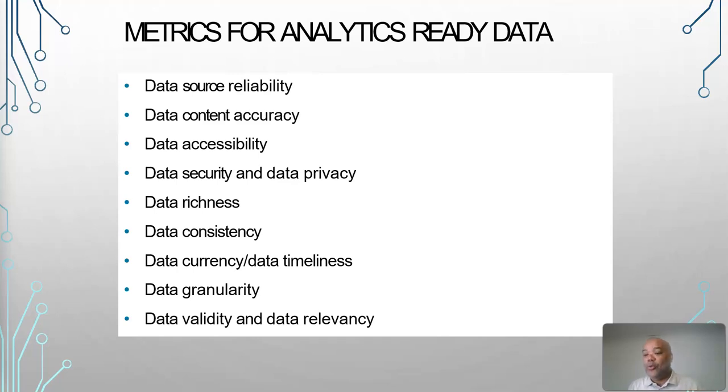When we talk about data richness, it refers to the completeness of the data, making sure that the data includes all of the necessary variables for analysis. Consistency ensures that there are no contradictions and there's no mismatches within the data set. And we talk about currency or timeliness. It makes sure that the data is up to date. Granularity focuses on the level of detail in the data, and this can impact the depth of your analysis. And finally, there's validity and relevancy. And that confirms that the data is appropriate and aligned with the purpose of the analysis.